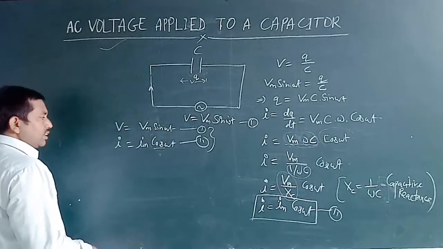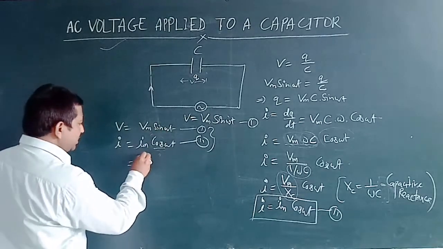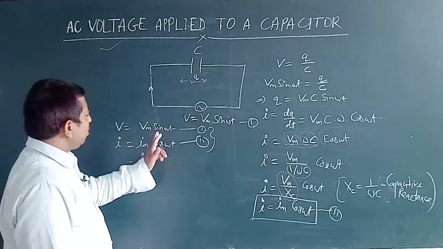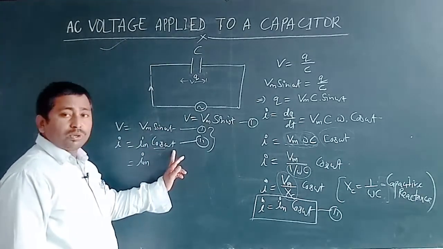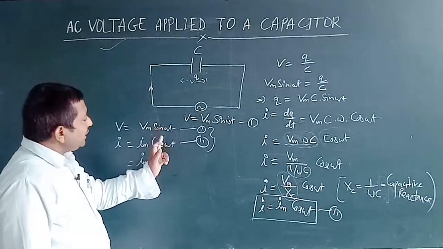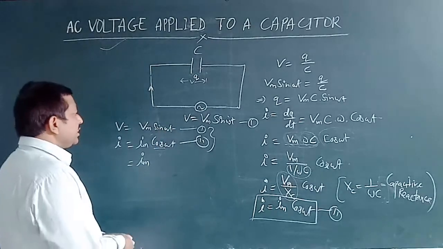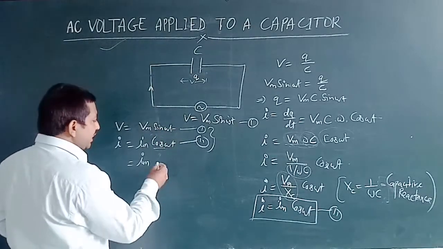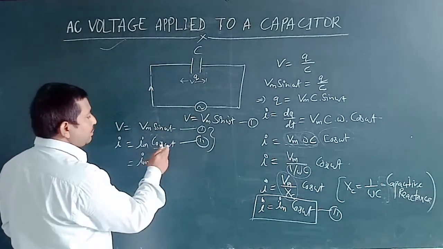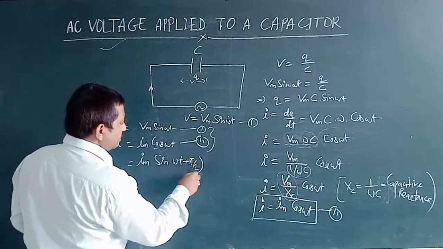For conversion of this cos into sine, let us assume that this can be written as Im, and we know that sine of 90 minus theta is equal to cos theta, but in that 90 minus omega t, omega t becomes negative, so we cannot take sin omega t. So we can write it as sine of 90 plus theta. It means 90 plus omega t, so it can be written as omega t plus 90.